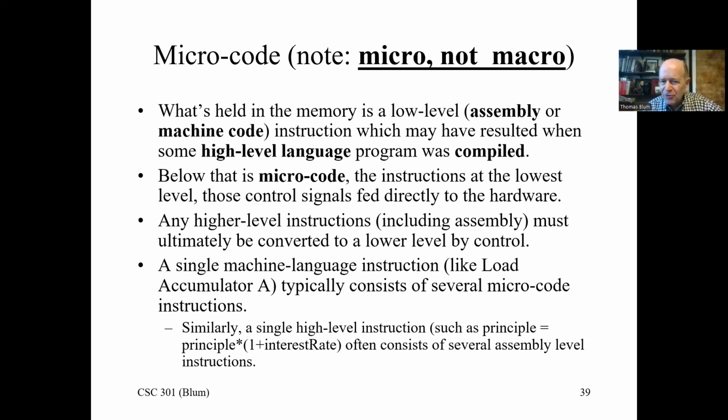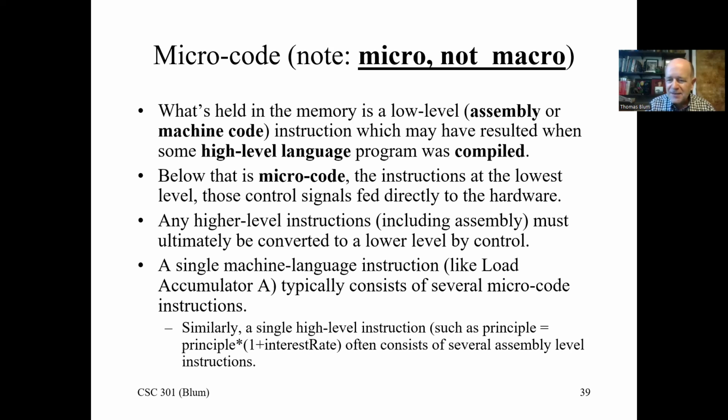So we get our high level program down to the assembly, down to the machine language. It is in memory, in RAM, and then we have to work down through the control, which is one of our units of the computer, to get all the little pieces to act the way we want them to, to achieve that instruction. And so that is the microcode.